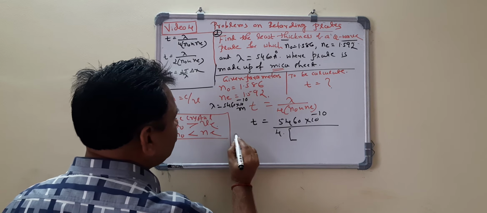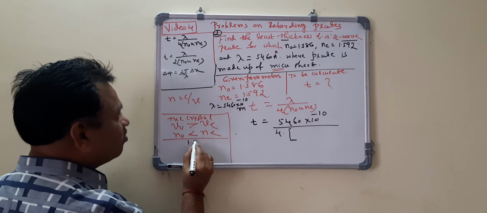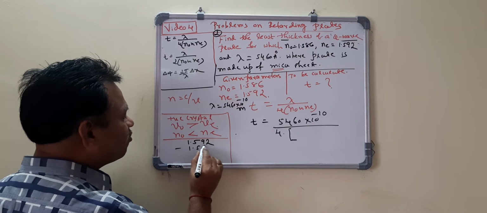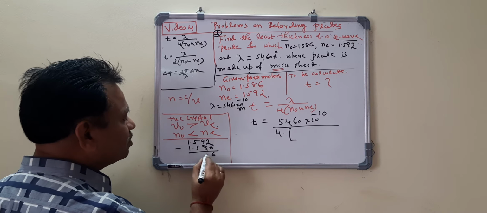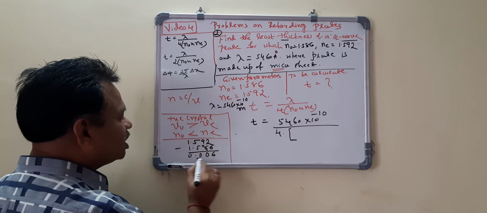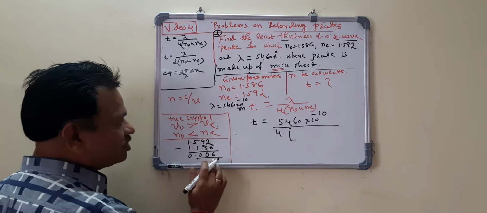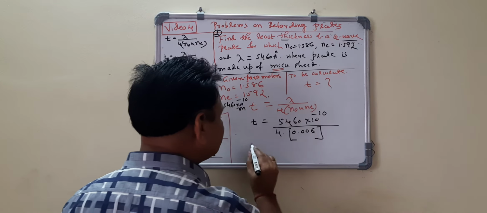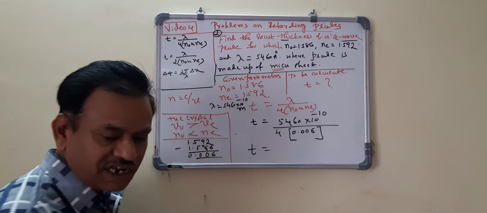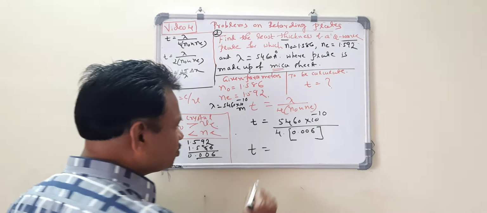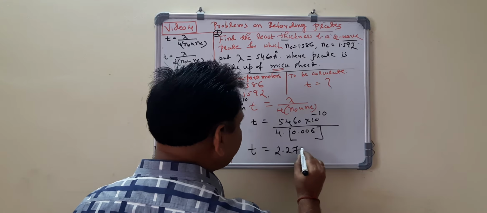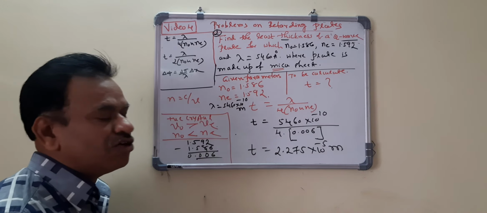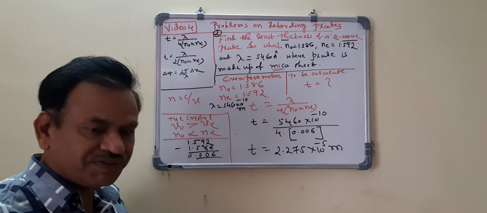Here I'll write 1.592 minus 1.586, which is 0.006. You substitute all these values and calculate. It translates into 2.275 into 10 to the power of minus 5 meter. I hope you will do the rest of the calculations using a calculator.